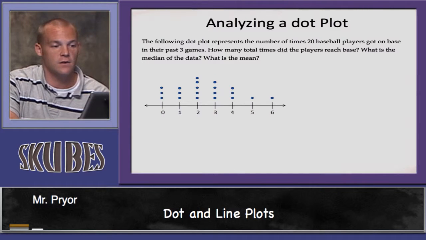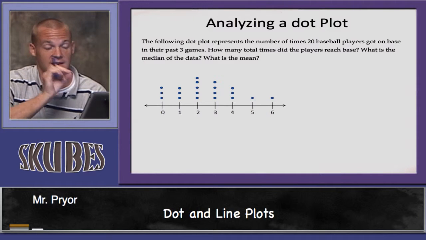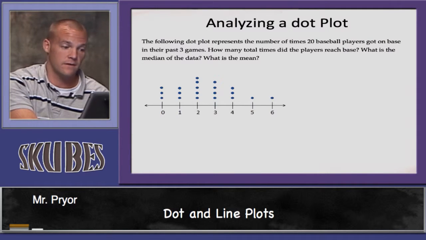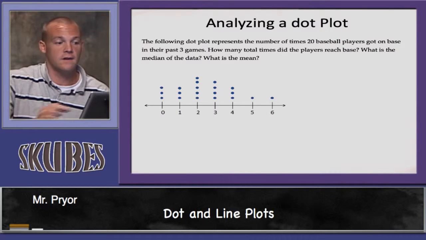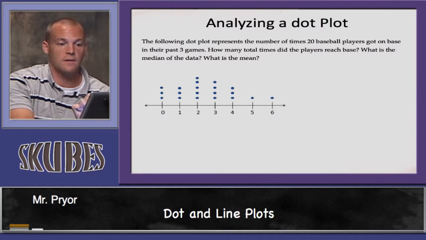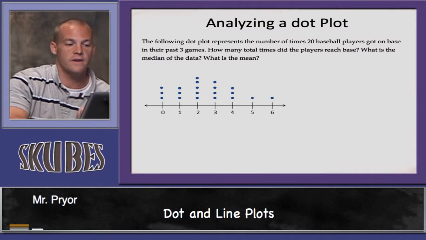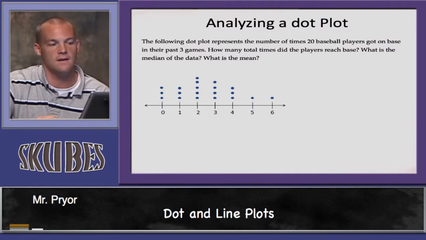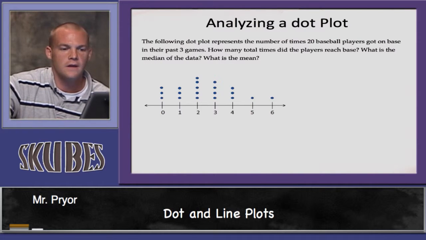So the first one is, how many total times did the players reach base? Well, again, total times means dots. So when I see a dot over 0, that means that was a time a player didn't reach base. That was another time a player didn't reach base. Okay? So out of the 20 players, there were some that didn't even reach base. So in this case, it says how many total times did the players reach base? We need to ignore 0 because 0 isn't going to play a part here. So we need to count all the dots that range from 1 to 6. So that's 1, 2, 3, 4, 5, 6, 7, 8, 9, 10, 11, 12, 13, 14, 15, 16, 17. 17, okay? In this case, we're able to reach base.